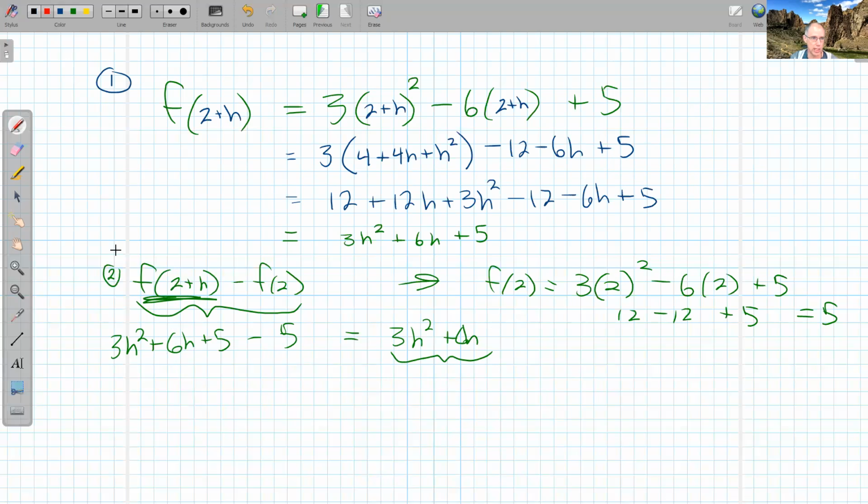So step 3 is to divide this result by h. And you don't really have to keep rewriting this stuff here. Just kind of think about it as step 1, 2, 3.